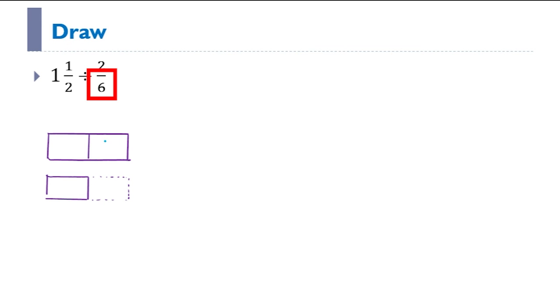So we're going to need to divide each of these wholes into 6 pieces, which is to say that each of our halves need to get divided into 3 pieces.